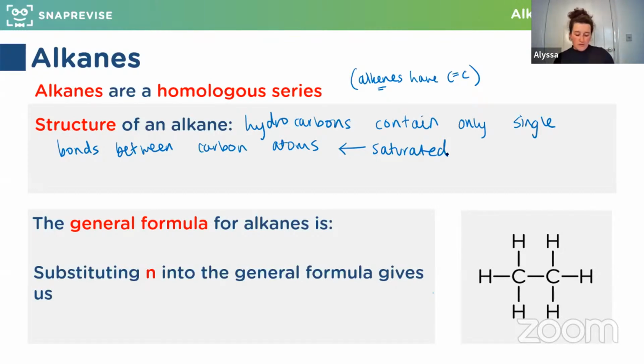The general formula for alkanes, lots of you have said already, which is brilliant, is CnH2n+2. So you've got twice as many hydrogens as you do carbons, plus 2 on the end. So you must remember to put the 2 on the end because alkanes have got the extra 2. Alkenes don't, they are different. So if we substitute n into the general formula, it gives us the molecular formula.